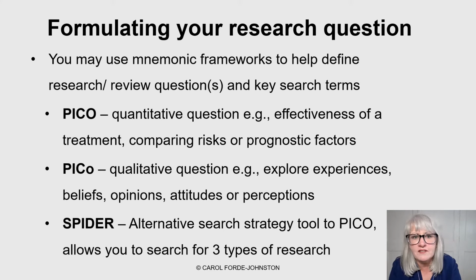So it could be the effectiveness of a treatment, comparing risks or prognostic factors, which you might be doing as part of your study. You've got PICo, which was an adaptation of the initial PICO for qualitative questions, exploring experiences, beliefs, opinions, attitudes or perceptions. And there's also SPIDER, which is an alternative search strategy tool to PICO, and it allows you to search for 3 types of research. And don't worry if you're not quite sure how to use these mnemonic frameworks.